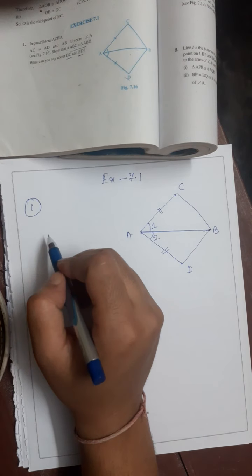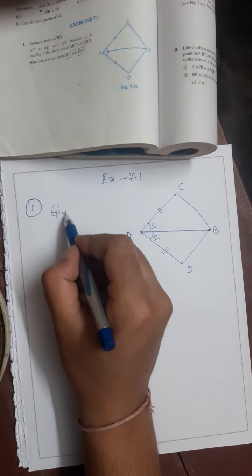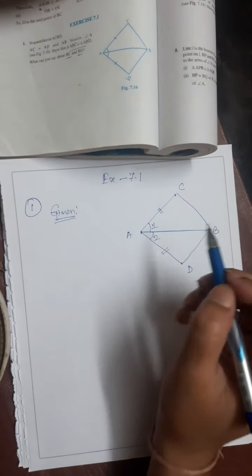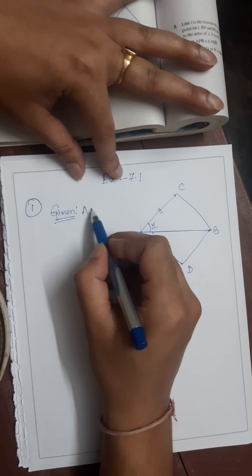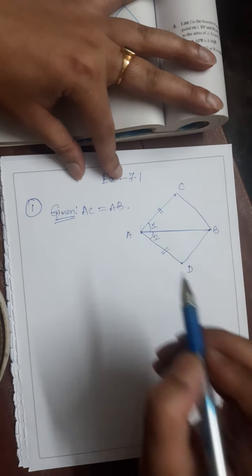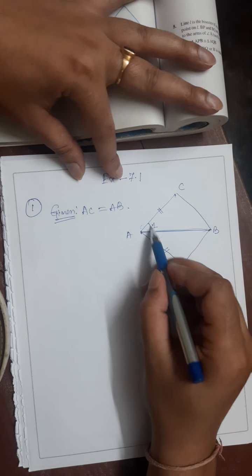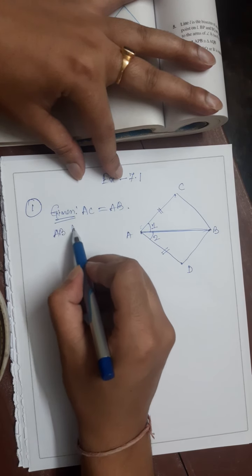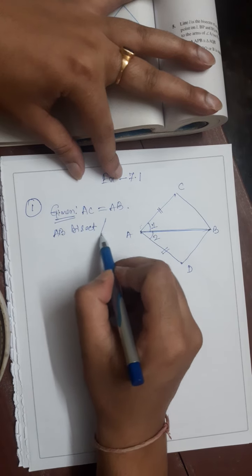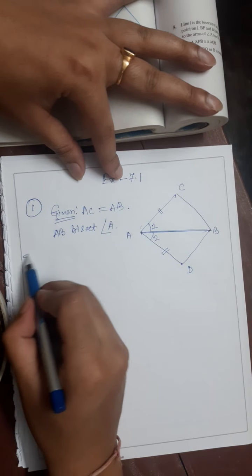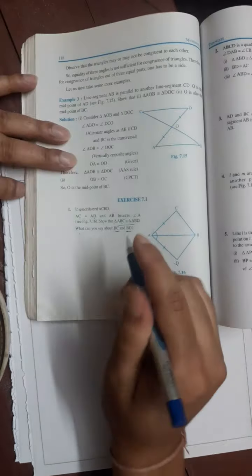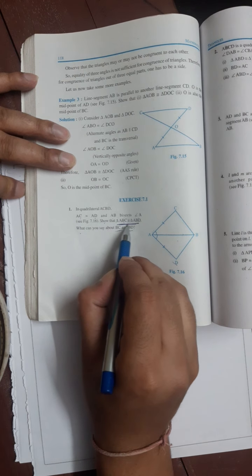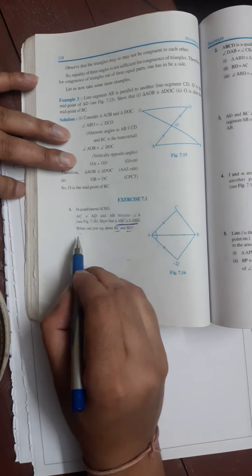In this type of question, we have to write first what is given. AC is equal to AD. Second point is AB bisects angle A. To prove, you are asked to prove that ABC is congruent to ABD. And let's see what is given next.